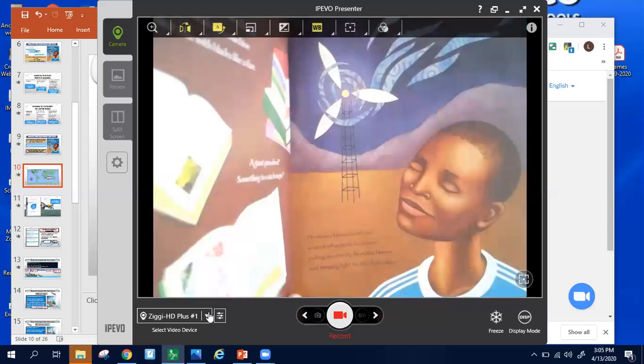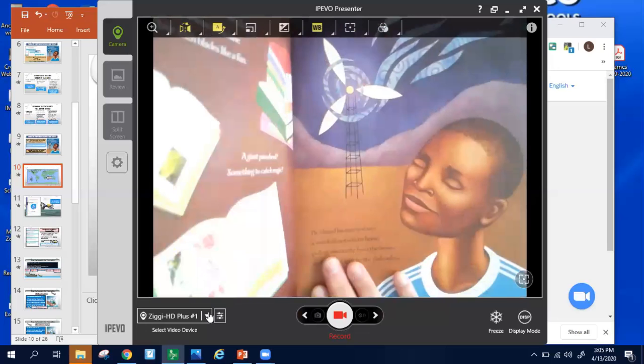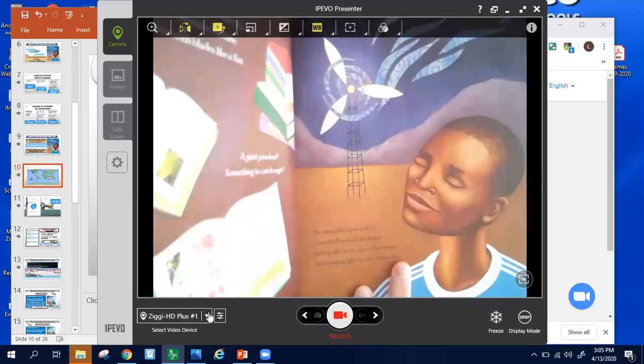He closed his eyes and saw a windmill outside his home, pulling electricity from the breeze and bringing light to the dark valley.